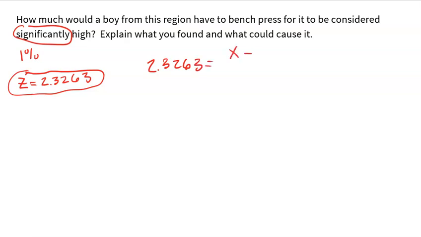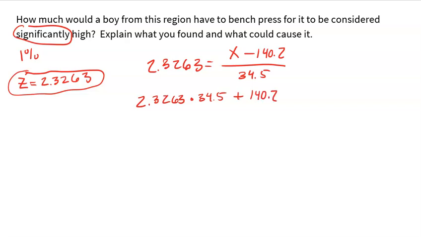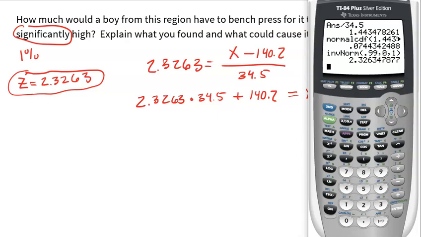So I'm going to have to solve for this weight. I'm going to use my z-score formula here. Of course, I'm showing all my work. So the first thing I'm going to do is take the 2.3263, multiply it by the 34.5, add the 140.2, and I'm going to get my answer. I'm going to go back to my calculator here. 2.3263 times 34.5, add the 140.2, and it's 220.46 pounds.